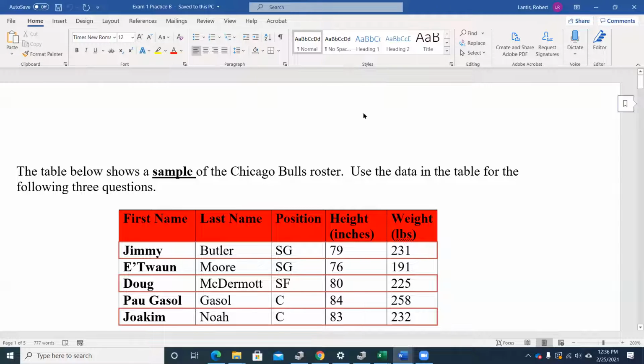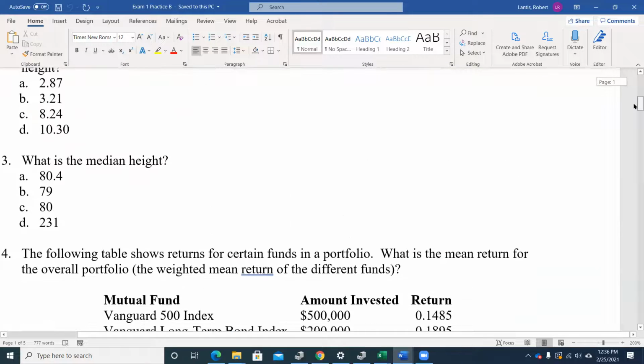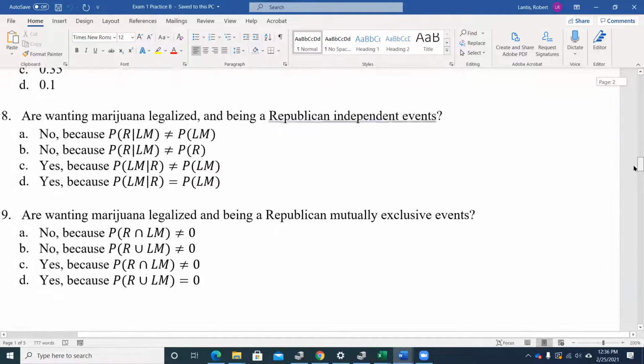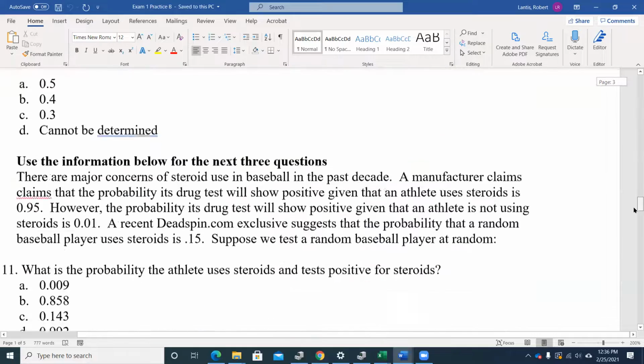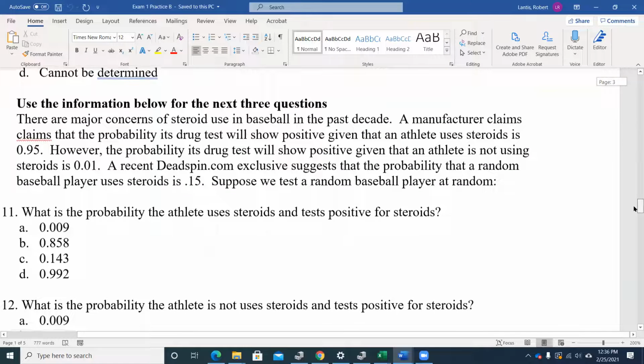Okay. All right. So the one thing I said I was definitely going to start today off with, on practice exam B, is problem 11. Okay. So let's say we've got some major concerns of steroid use in baseball in the past decade. A manufacturer claims, we could read this whole thing out, but let's just first start out identifying what we're given here, okay?